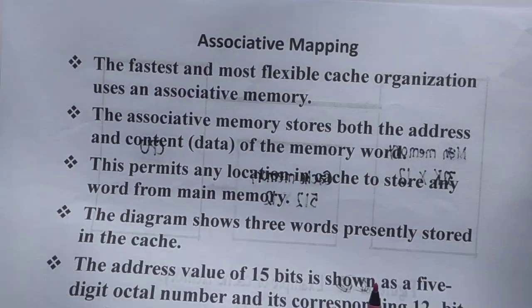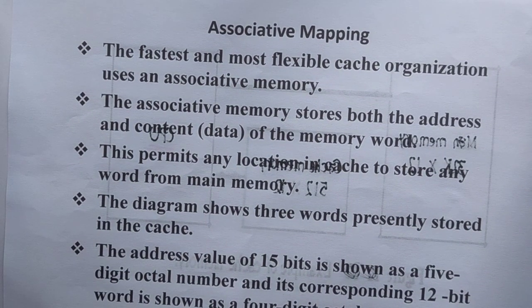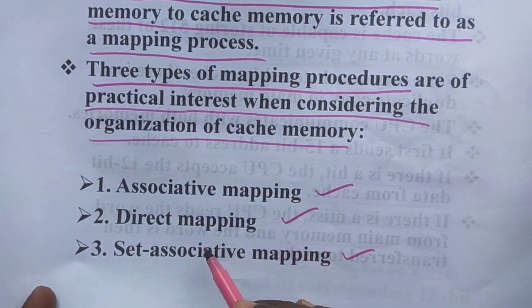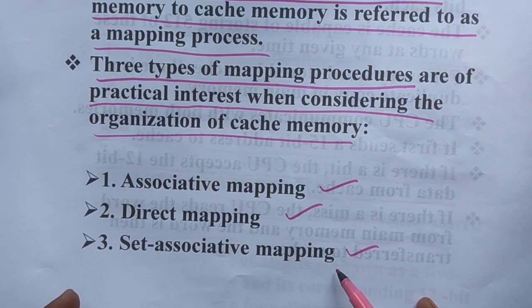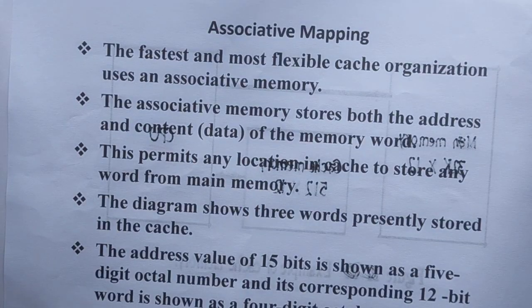Now we have already discussed that there are three categories of mapping: associative mapping, direct mapping, and set associative mapping. These three mappings we will discuss. Now we go through the first one, that is associative mapping.